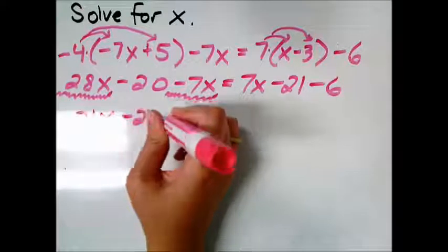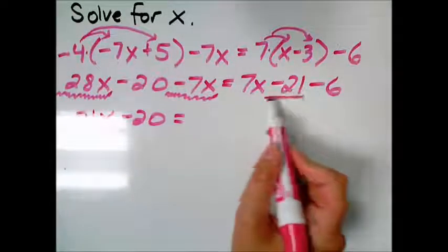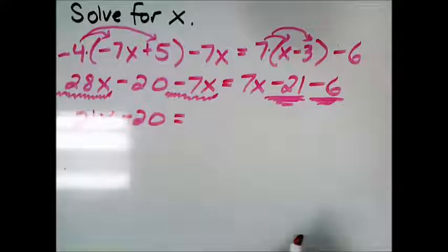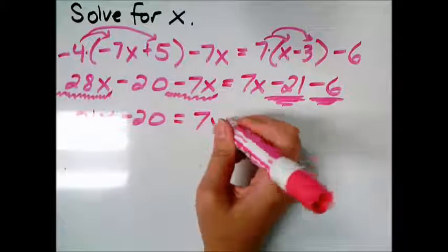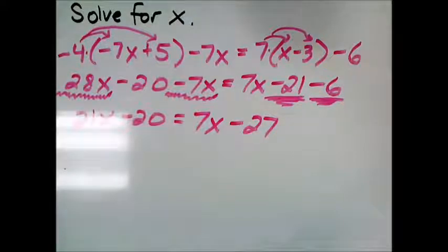And then no like term on this side for the constant -20. And over here it looks like I just have two constants, so -21 and -6. So same sign, they add to -27. And so now that everything's done on both sides of the equation individually, we can look at what I can do to both sides of the equation.